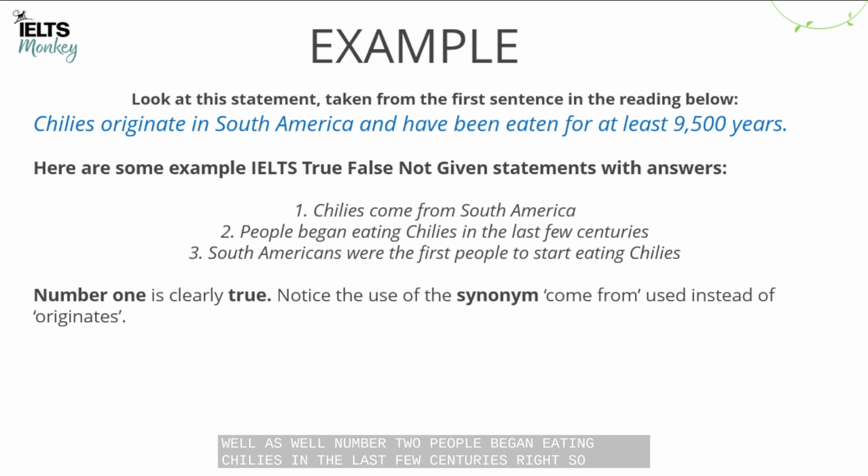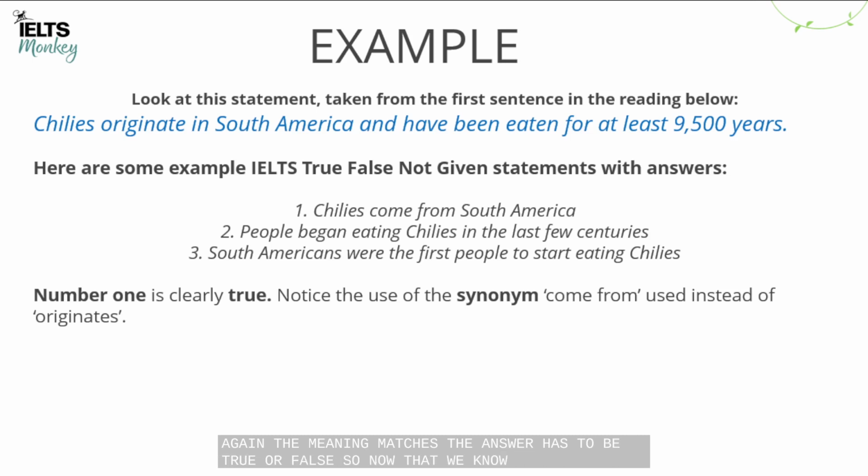Right? So again, this question answers how long have people been eating chilies? When did they start eating chilies? And if we look at the statement in blue, "have been eaten for at least 9,500 years," this also answers how long or when did they start eating chilies. So again, the meaning matches. The answer has to be true or false.